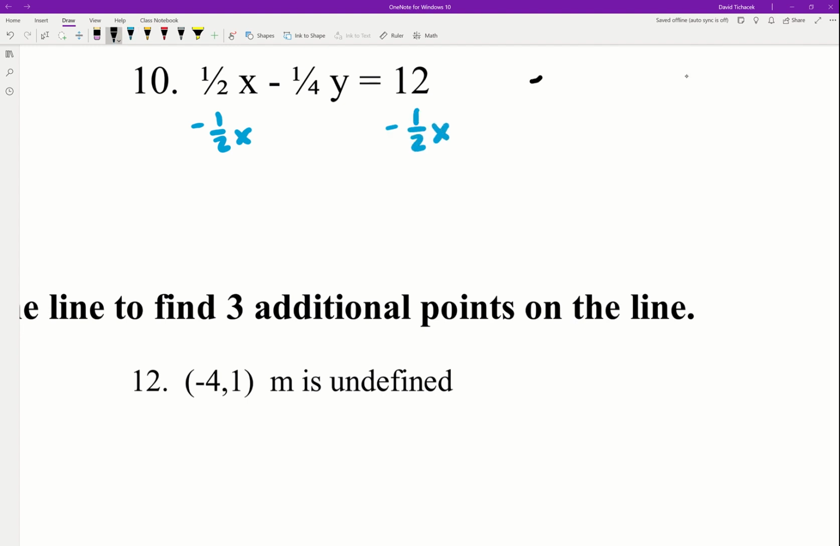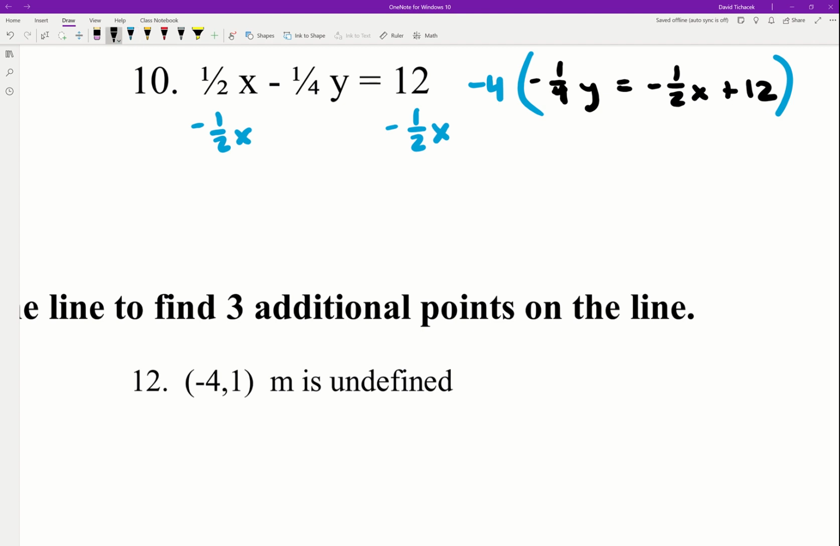And then we're going to have -1/4 y is equal to -1/2 x plus 12. And then in order to get that y by itself, one easy thing that you could do is multiply everything by -4. The reason that you're doing that is because you're trying to get the number in front of y to be a 1, and so -4 is the number you would multiply times the -1/4 that's in front of y in order to make that a 1.